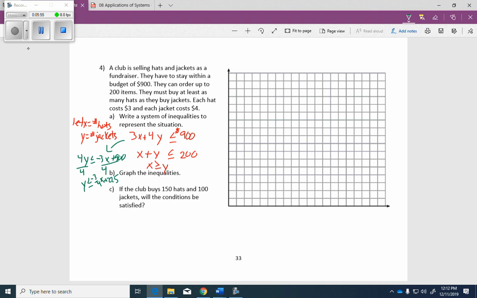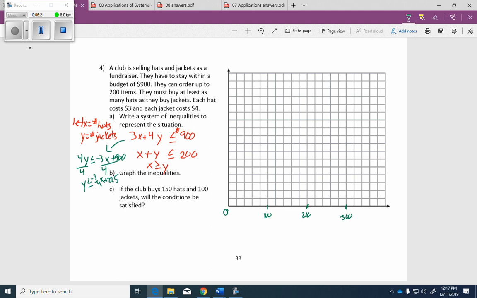So I'd like to see 225. So I'm going to think of a scale. I've decided I'm going to go by 20s. 20, 40, 60, 80. That'll be 100. 20, 40, 60, 80, 200. And 20, 40, 60, 80, 300.